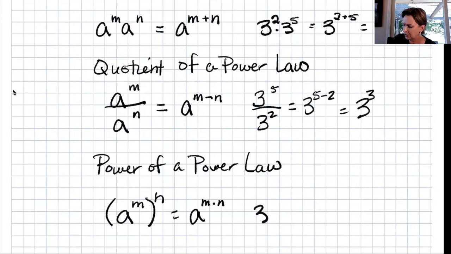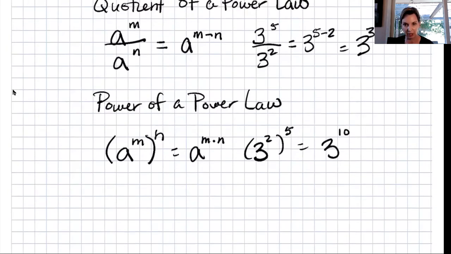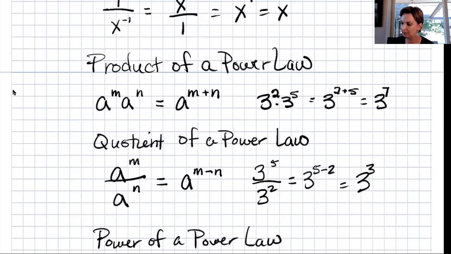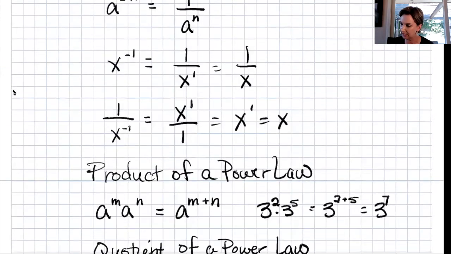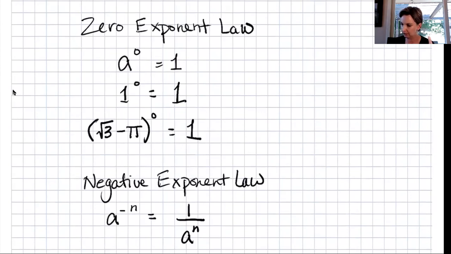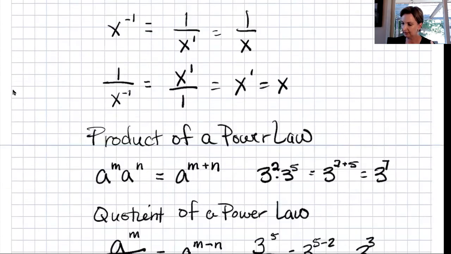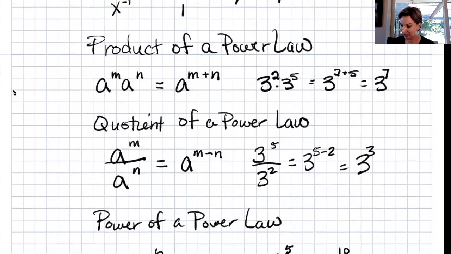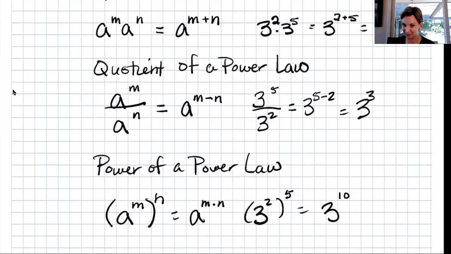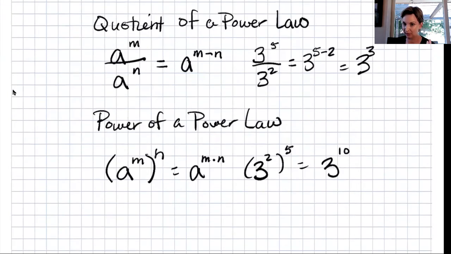So if I had 3 to the 2nd power, and then that whole thing is raised to the 5th power, then I can just make that 3 to the 10th power. So it's getting rid of some of those parentheses, trying to simplify our expression, using the power of a power law. Okay, 2 more. How many have we had so far? We've had 5, I believe. We've had the 0 exponent law, the negative exponent law, product of a power law, quotient of a power law, power of a power law.